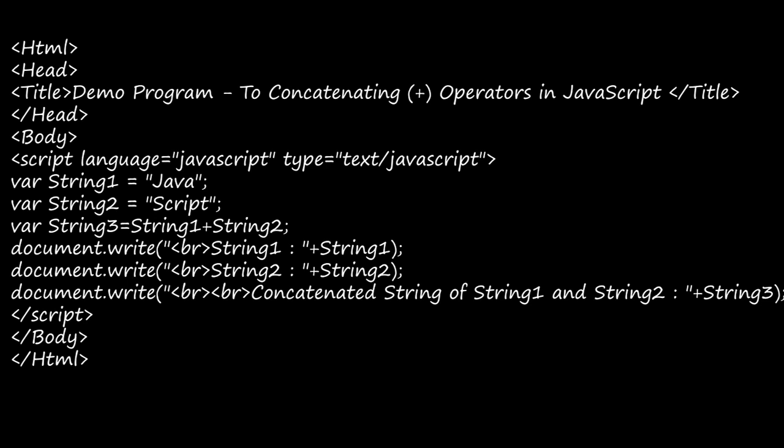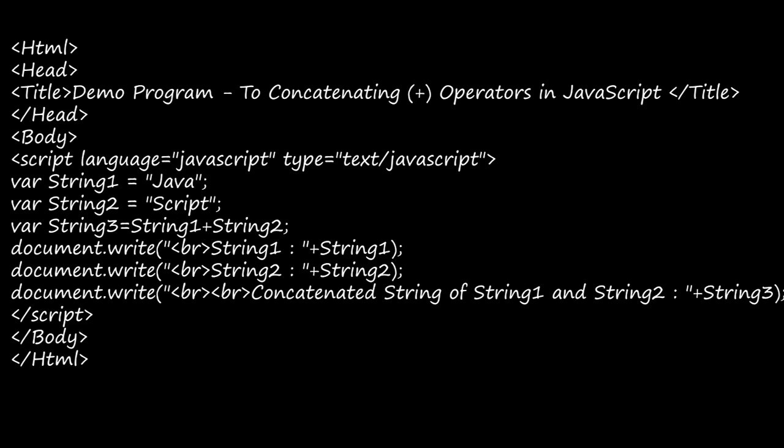Okay, let's see the coding for the plus operator, that is the concatenation operator, in strings. First they have opened the HTML tag and head tag, and then the title tag, and they have given a title: demo program to concatenating operators in JavaScript. Then they have closed the title tag, closed the head tag, and opened the body tag. Right inside the body tag, the first line is to insert JavaScript: script language equal to JavaScript, type equal to text/javascript.